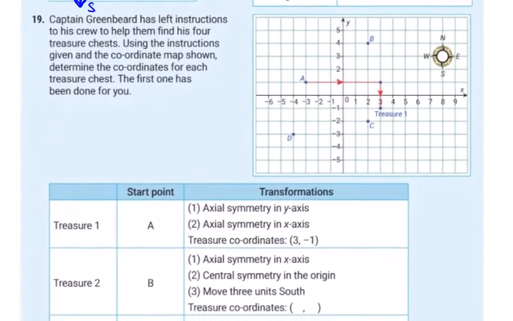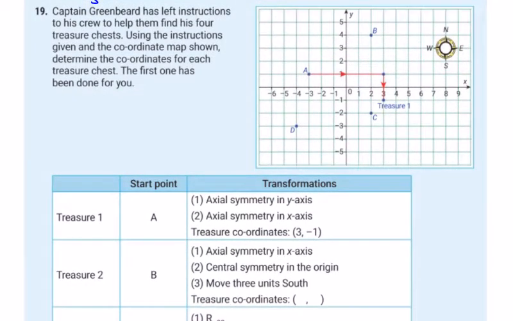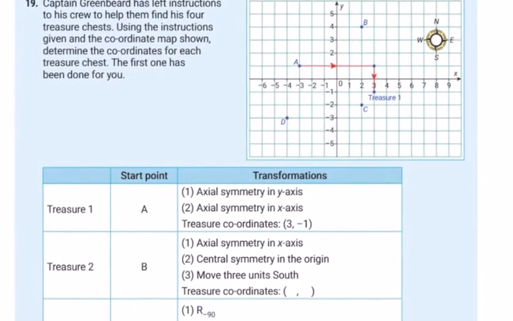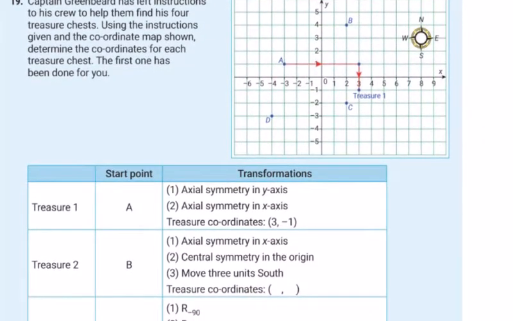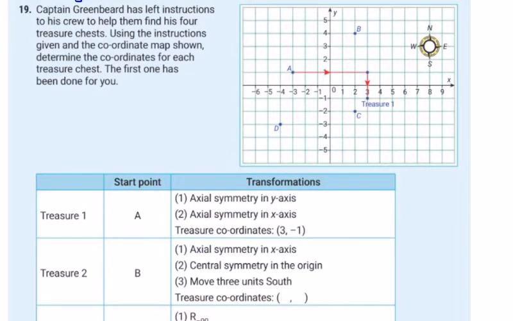Okay, Captain Greenbeard, he's left instructions to his crew to help them find his 4 treasure chests. Using the instructions given and the coordinate map shown, determine the coordinates for each treasure chest. The first one has been done for you. Okay, so let's look at B. Axial symmetry in the y-axis. Okay, start point B.